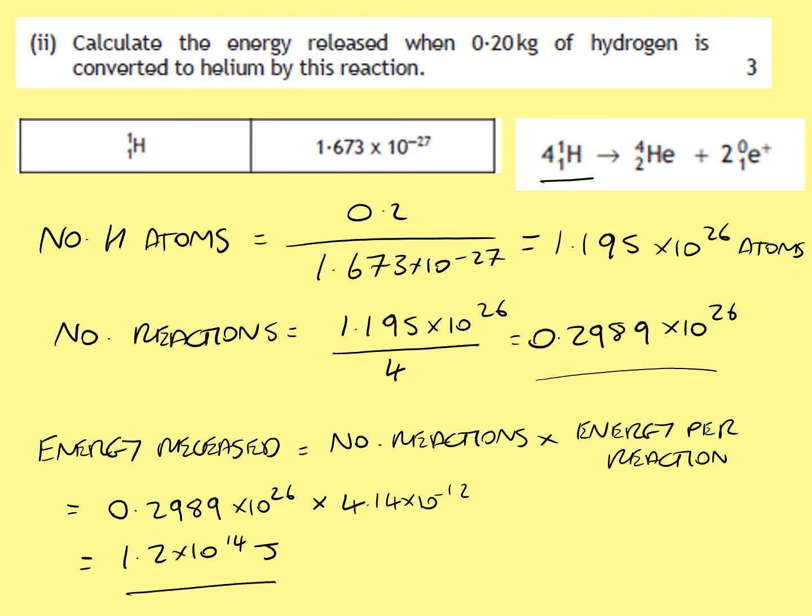So we can see that although each individual reaction produces a very small amount of energy, within a very small mass of uranium or hydrogen or whatever you're using for the nuclear reaction, a very small quantity of that can produce a very, very large number of reactions, millions and billions of reactions, and therefore we produce a large amount of energy.